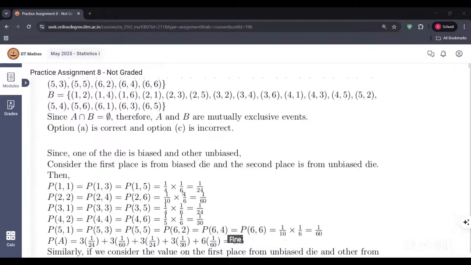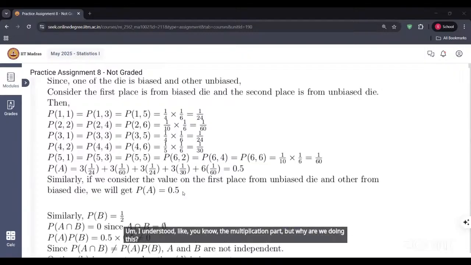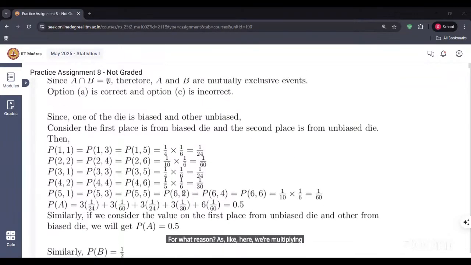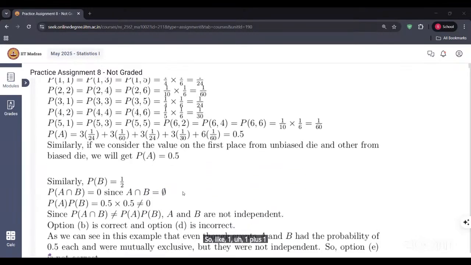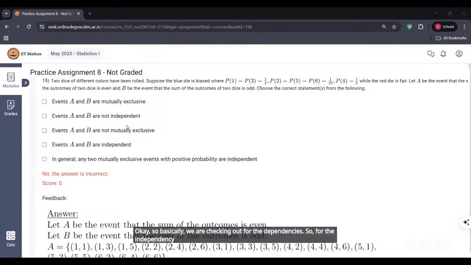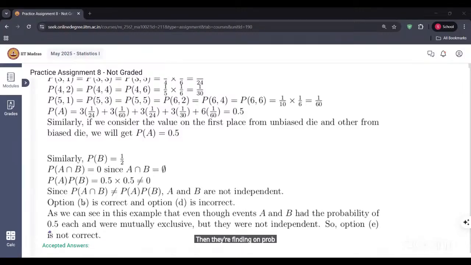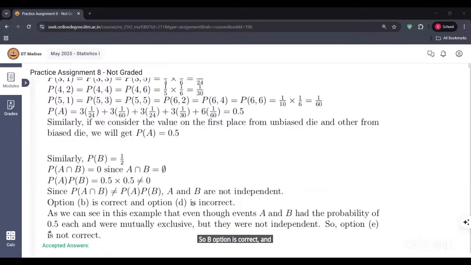I understood the multiplication part, but why are we doing this? Here we're multiplying for event A, which is the sum is even, like 1 comma 1, 1 plus 1 means 2, so the sum is going to be an even number. Basically, we are checking for independence. For independence, the probability of A intersection B should be equal to the probability of A into the probability of B, correct? That's why they first find the probability of A, then the probability of B. Now, the probability of A intersection B is 0 and the probability of A into the probability of B is not equal to 0. That means they are not independent. So option B is correct and option D is incorrect, right?